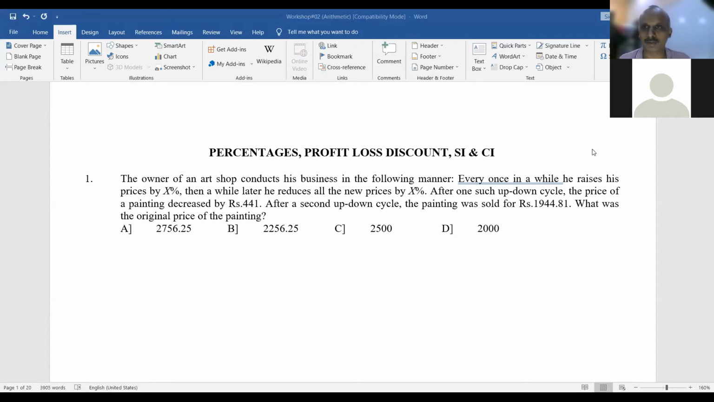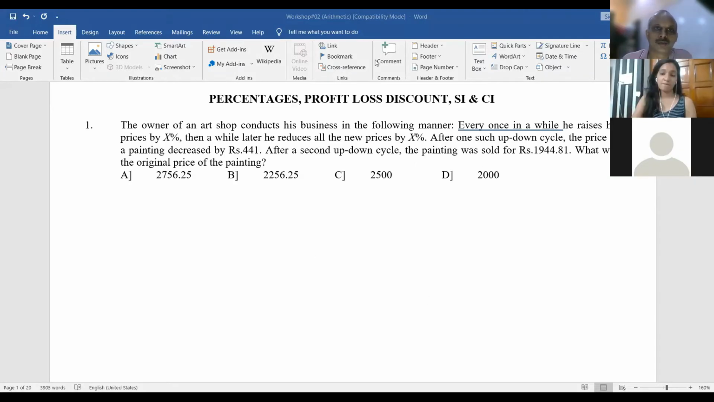I guess you all can see the question. Those whose answers come can put them in the chat, in personal chat. And you can discuss the question also, how you went about solving this question.